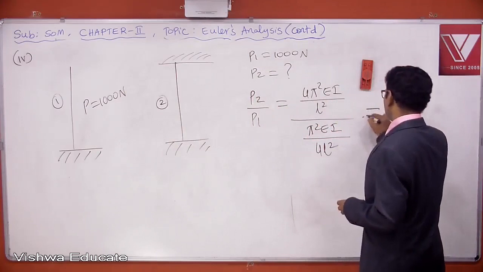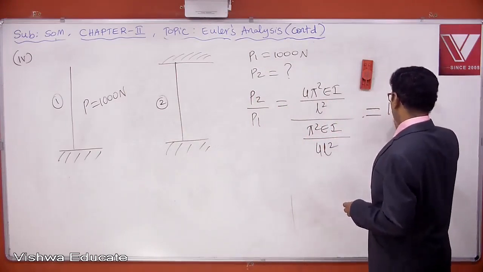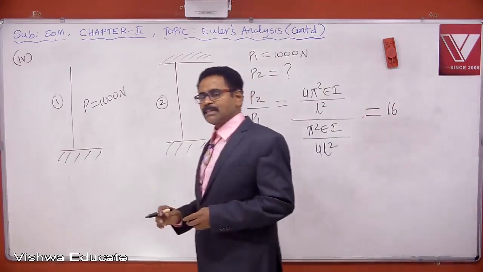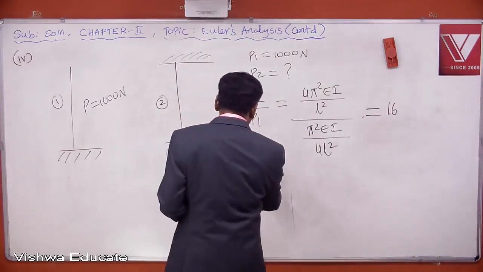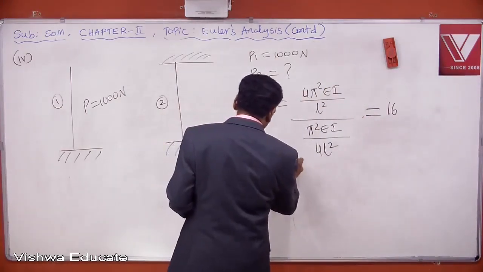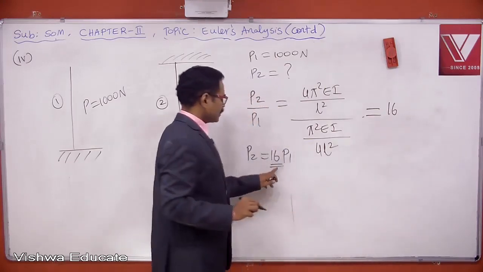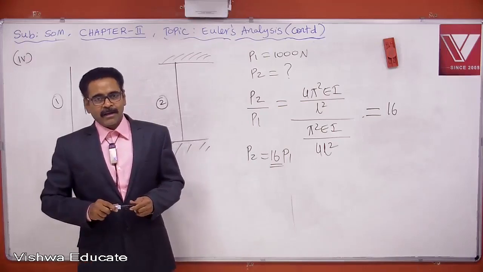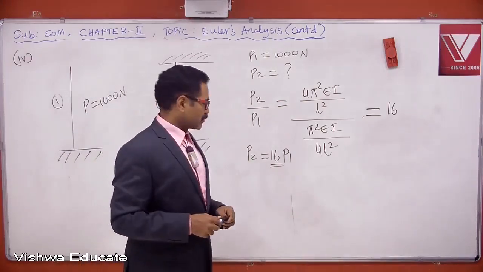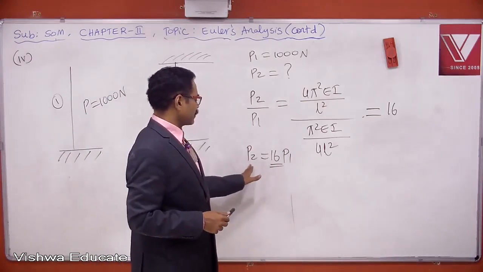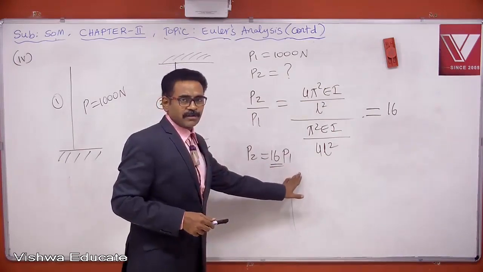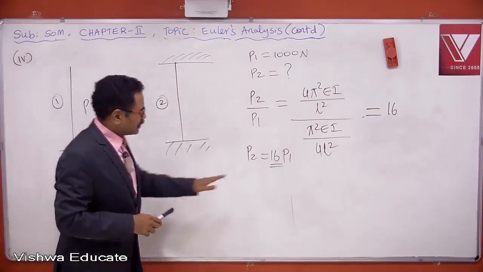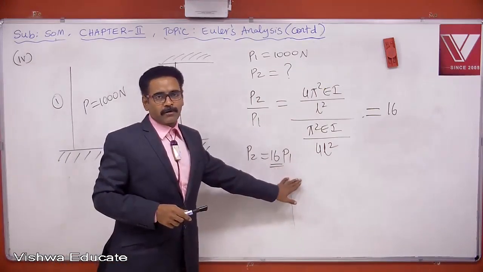So what is the answer? It is 16 after cancellation of all these things. That means P2 is equal to 16 times P1. The 16 times is very important. Very popular question. So the critical load of the second column is 16 times the critical load of the first column, or if the other end is also fixed, critical load becomes 16 times the original critical load.